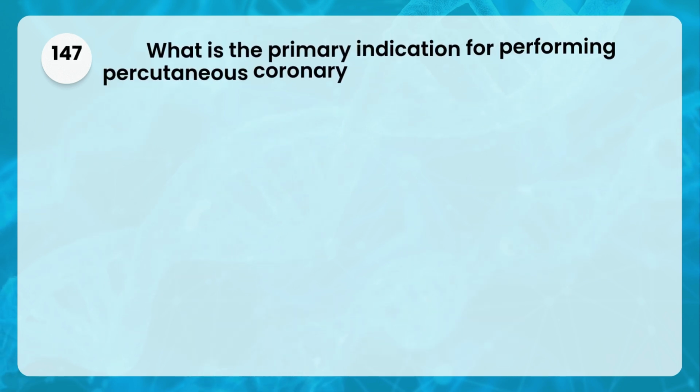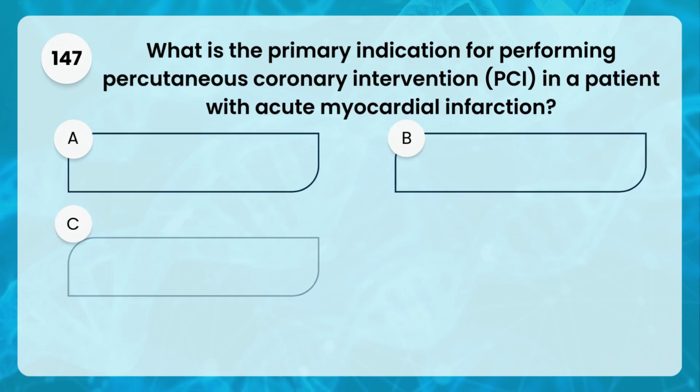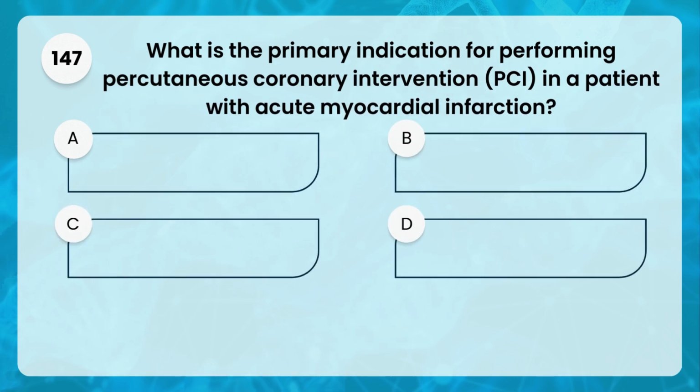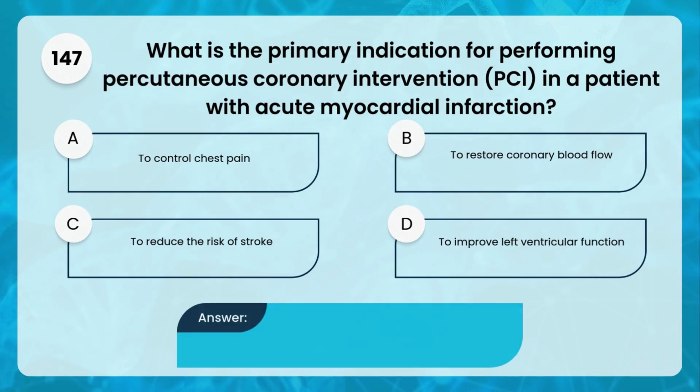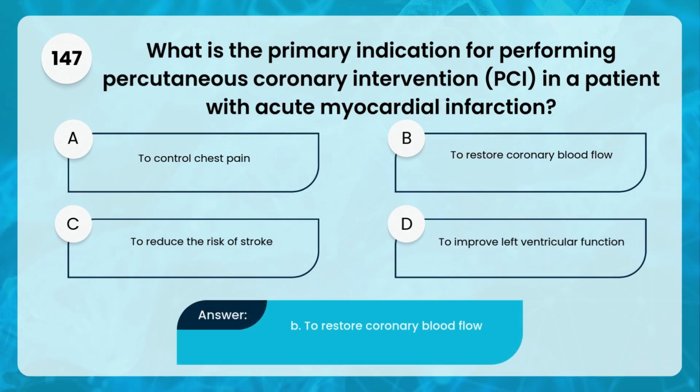Number 147. What is the primary indication for performing percutaneous coronary intervention, PCI, in a patient with acute myocardial infarction? A, to control chest pain. B, to restore coronary blood flow. C, to reduce the risk of stroke. Or D, to improve left ventricular function. The answer is B, to restore coronary blood flow.